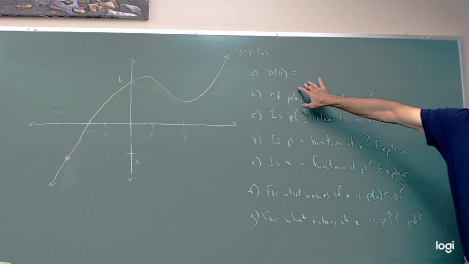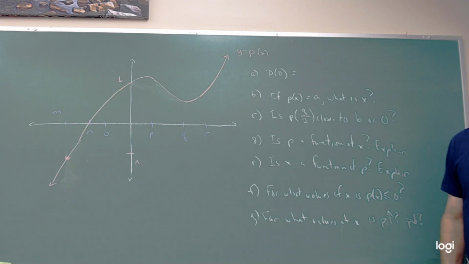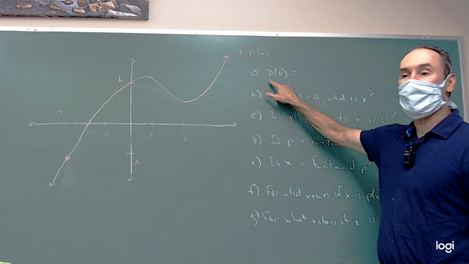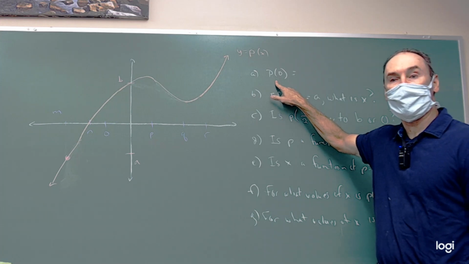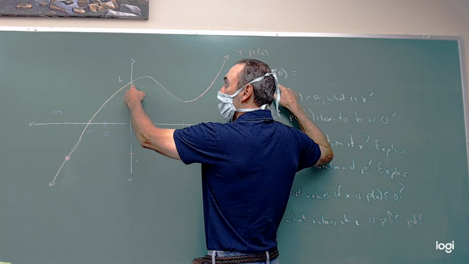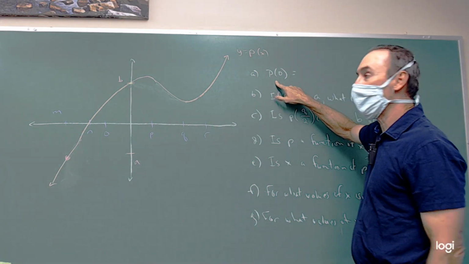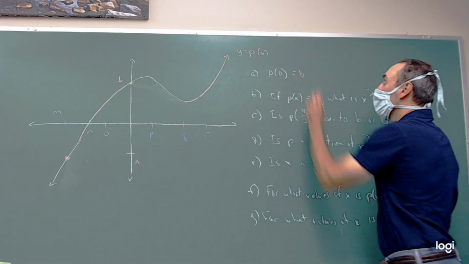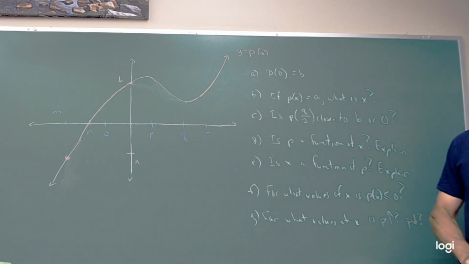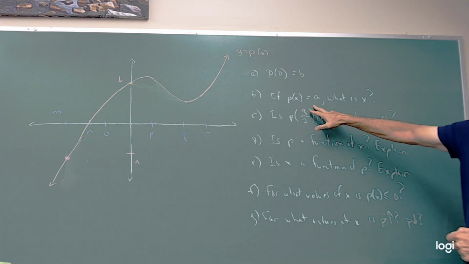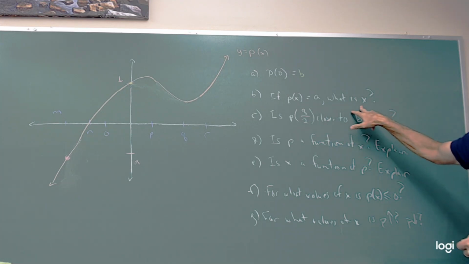P of 0 is going to be what? B. Good. So this is the x coordinate. We want to find P of whatever, which is asking for a y value. And so at 0, we're right up here. So where the curve crosses the y-axis is at B. So that's going to be B. That seem reasonable?